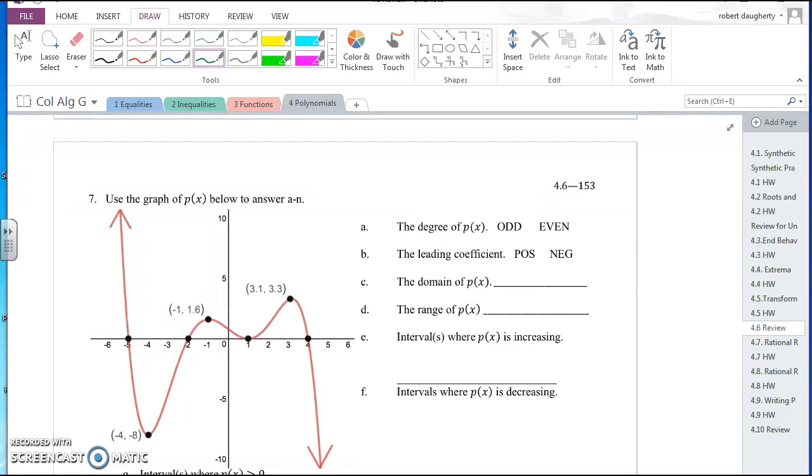Okay, review continuing page 3. So here we have a graph and we're asked questions about it. So the first one we're asked, is the degree of this odd or even?